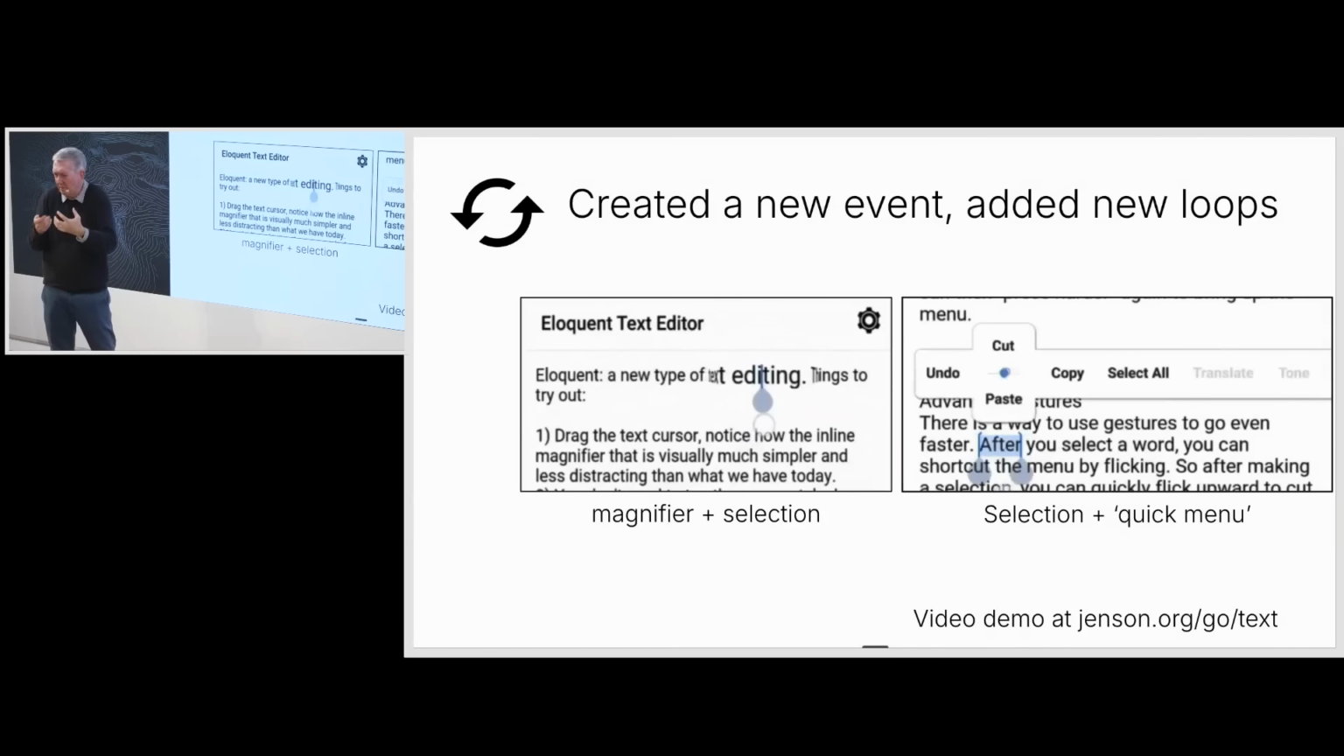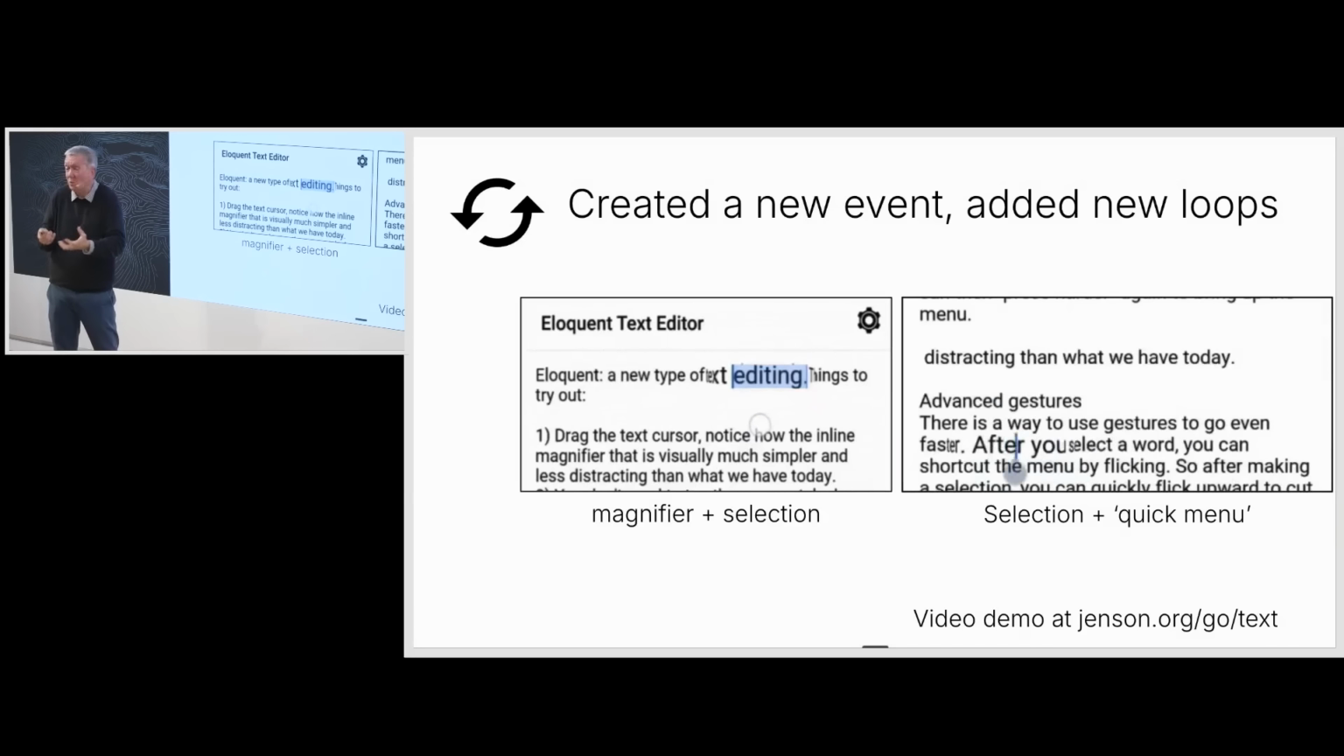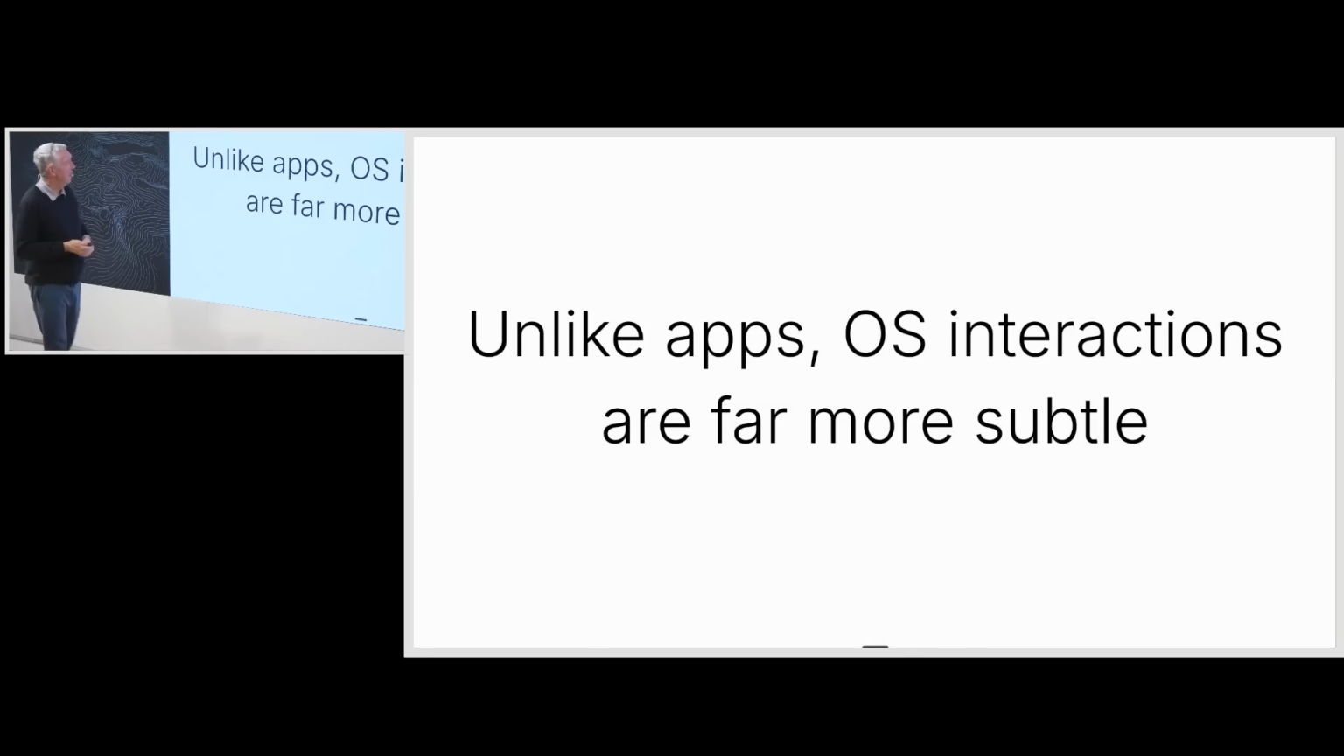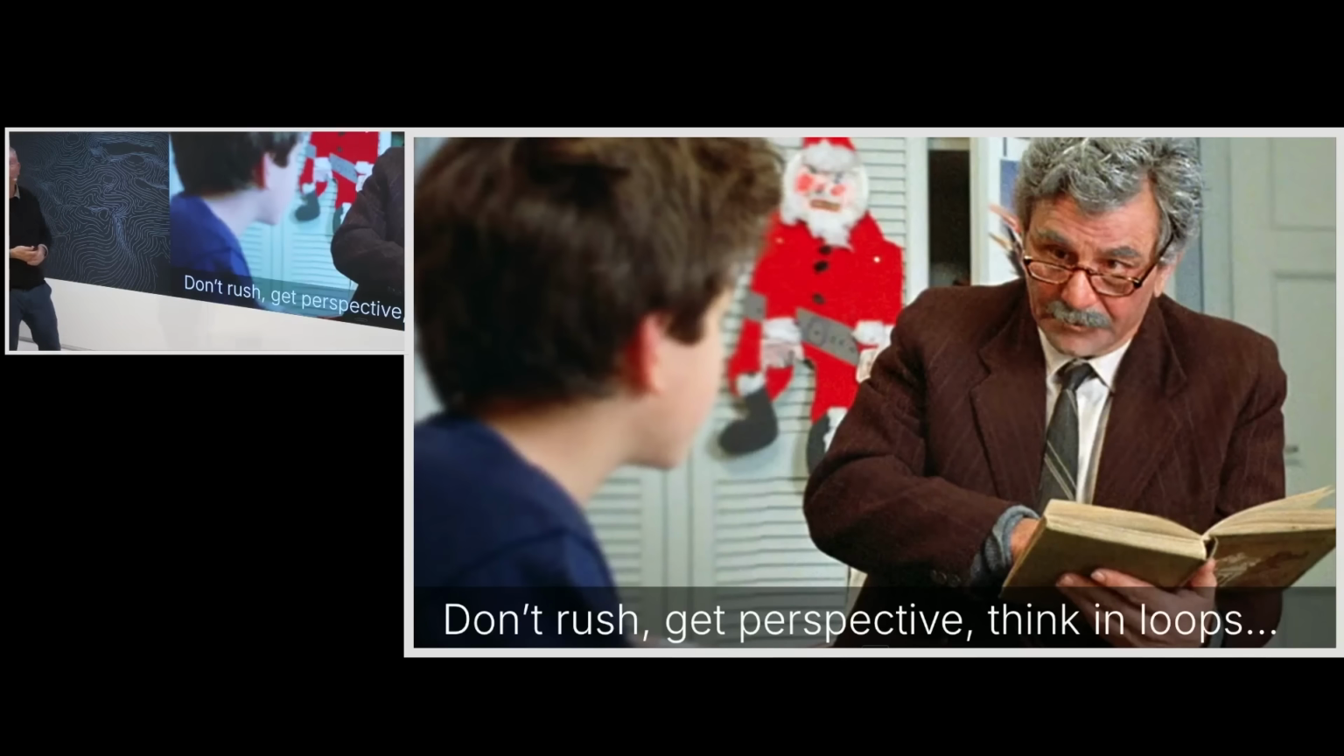And this is the kind of fundamental desktop UX work we could be thinking about, is to think at this level, right? So unlike apps, I think OS interactions are far more subtle, and especially because if you do them right, every app uses them. So the moral of the story is don't rush, get perspective, and try to think more in loops.